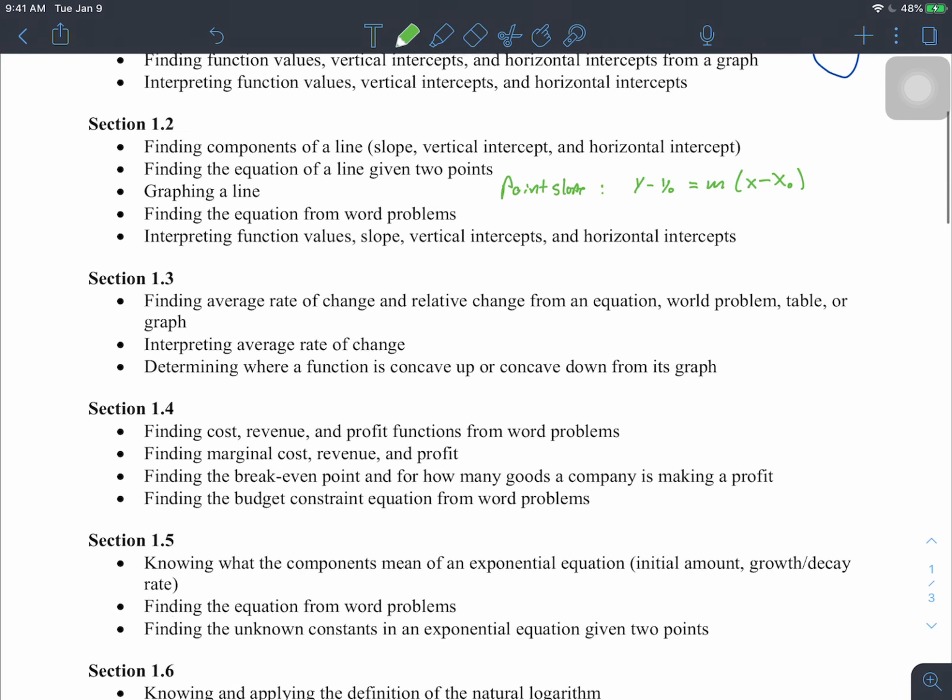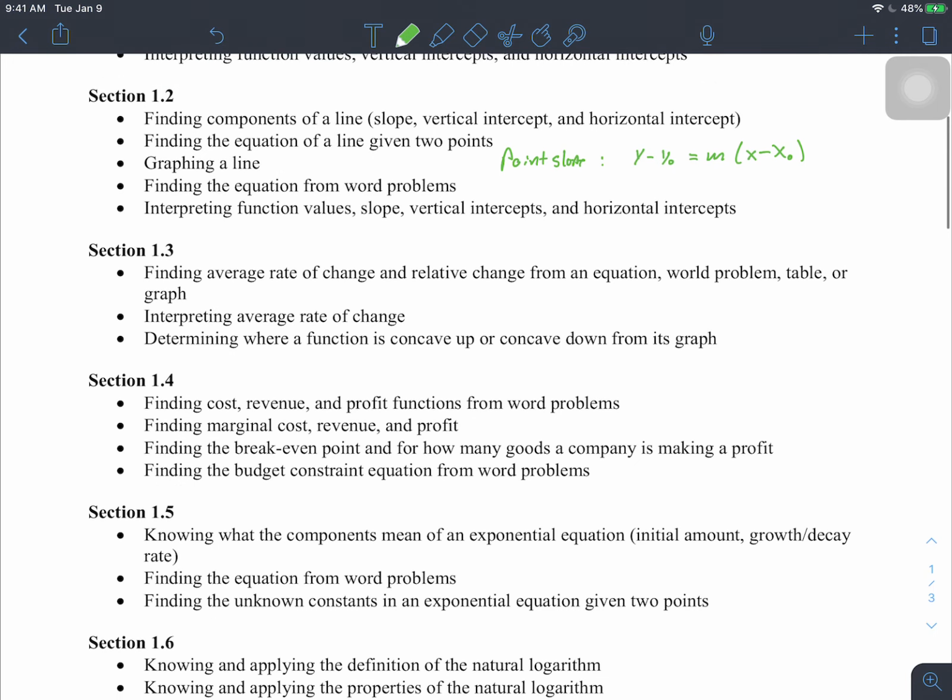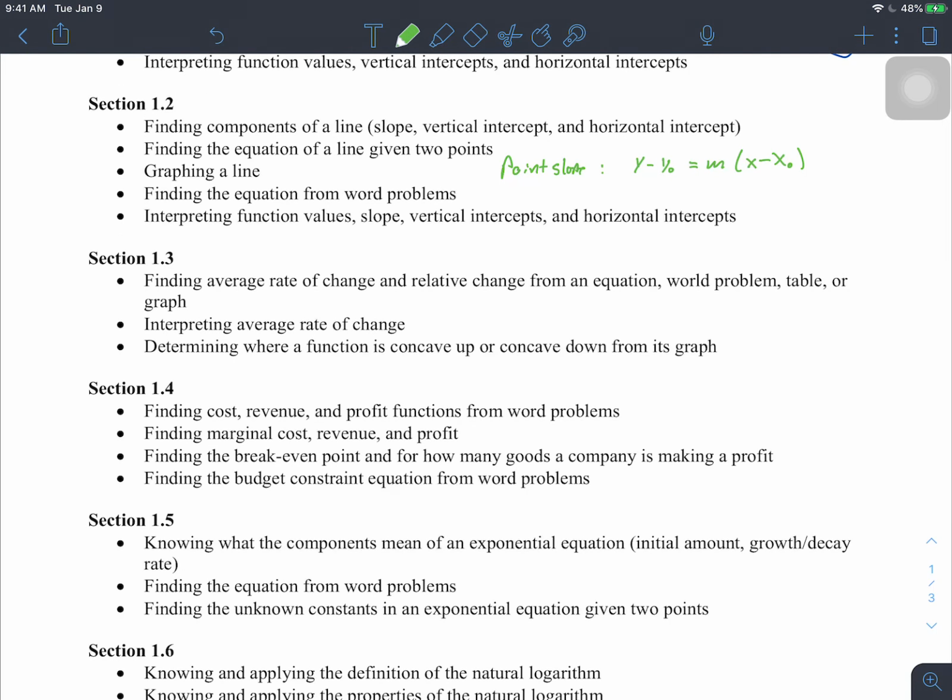Okay, so section 1.3, don't forget we need to know how to find the average rate of change. The average rate of change on A to B is equal to f of b minus f of a over b minus a.